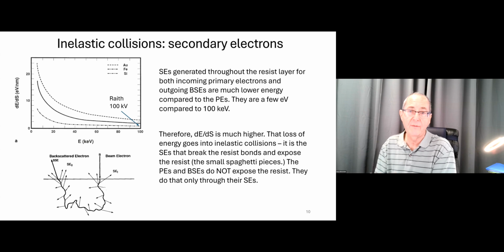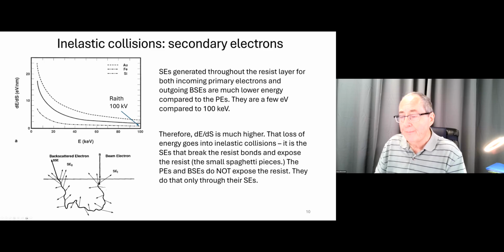energy. Volts and electron volts are potential. Volt is potential, electron volt is energy, but they're related through the force on the electron. So anyway, the primary beam energy is high and the secondary electron energy is low.